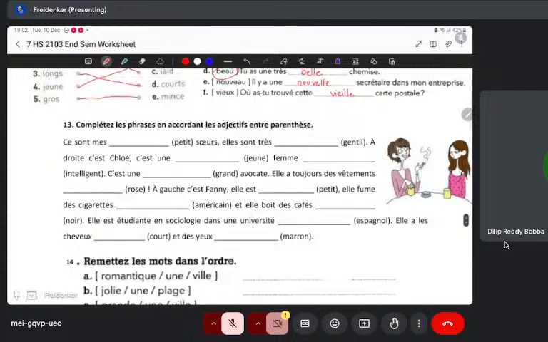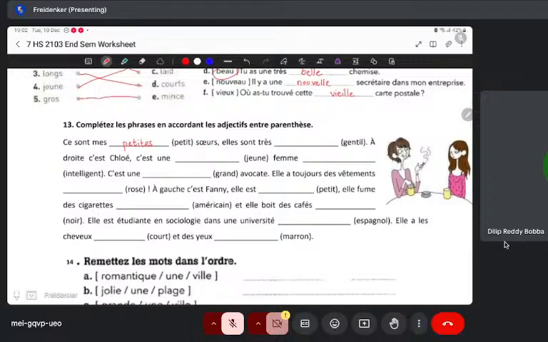Okay, not done. So, we still have adjectives going on. Complétez les phrases en accordant les adjectifs entre parenthèses. Convert whatever adjective is there according to the rules, right? You have to convert it. So, ce sont mes... sisters. So, these are my sisters. My small sisters. So, small sisters. This is feminine, right? Feminine plural. So, what happens? You get extra E and extra S. Ce sont mes petites sœurs.